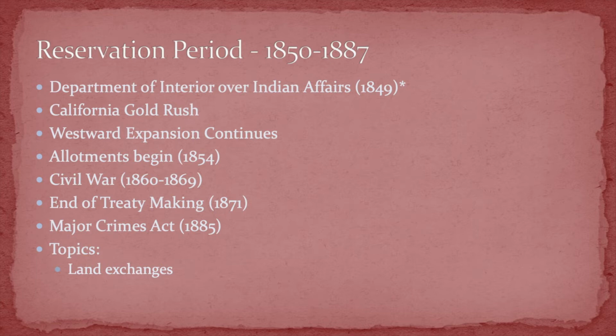What else is going on at this time? California Gold Rush is in full effect. So you have even more people than before headed west. Again, still interacting with tribes, still running into exchanges and clashes. Allotments begin in 1954. So very briefly, what is an allotment?